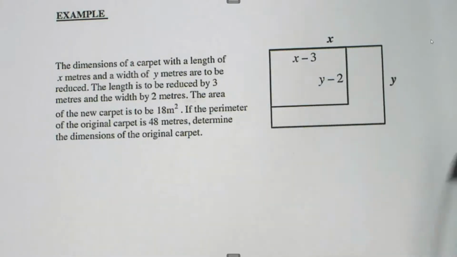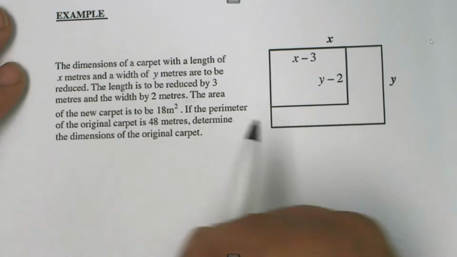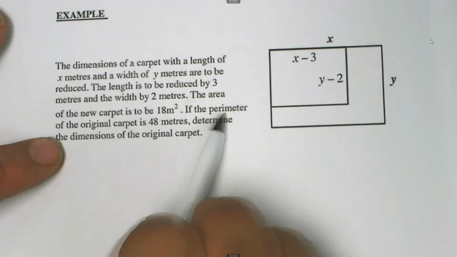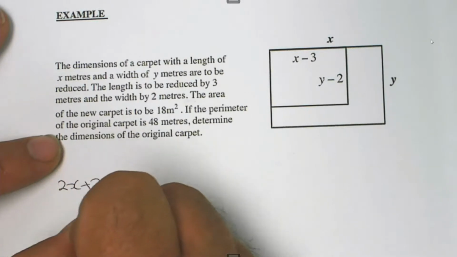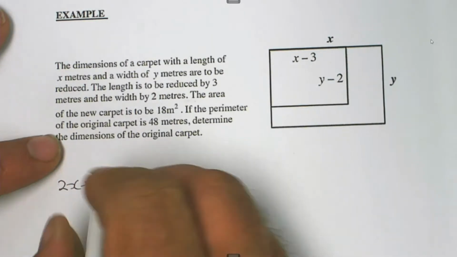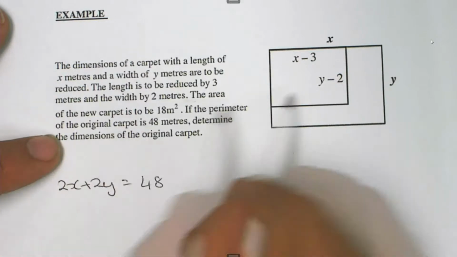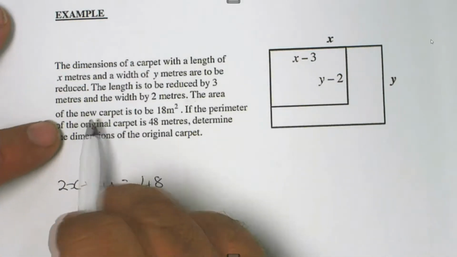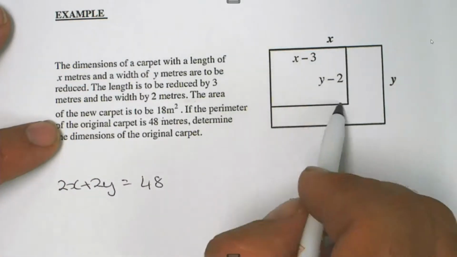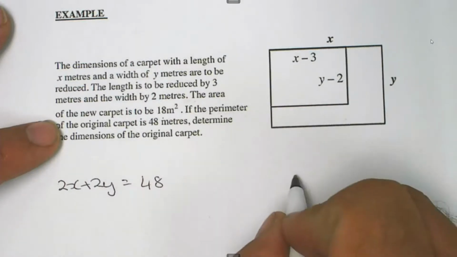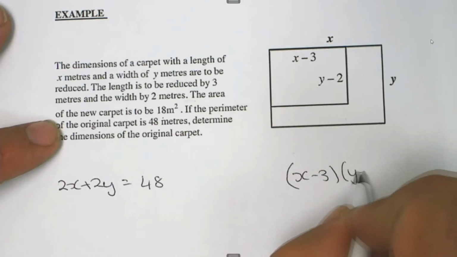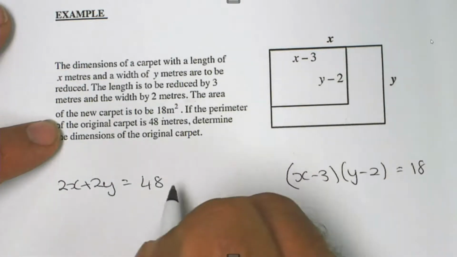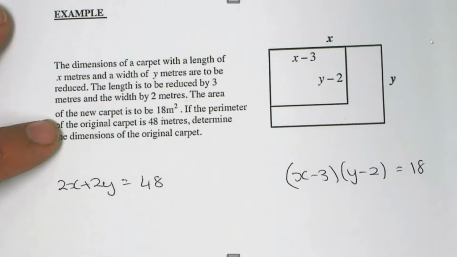So let's get two equations and let us solve simultaneously. Here we're going to say the perimeter of the rectangle is 2x plus 2y, and that was 48 meters. That's the perimeter of the original carpet. The area of the new carpet is length times breadth. So here we can say x minus 3 multiplied by y minus 2 is equal to 18. So basically those are your two equations.